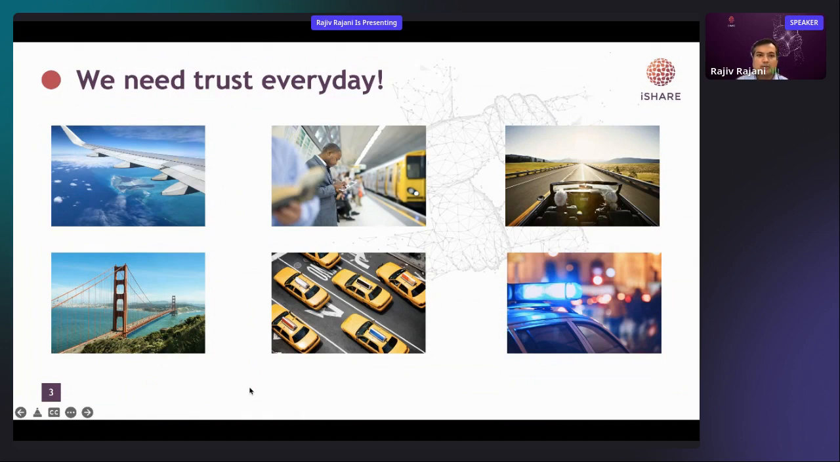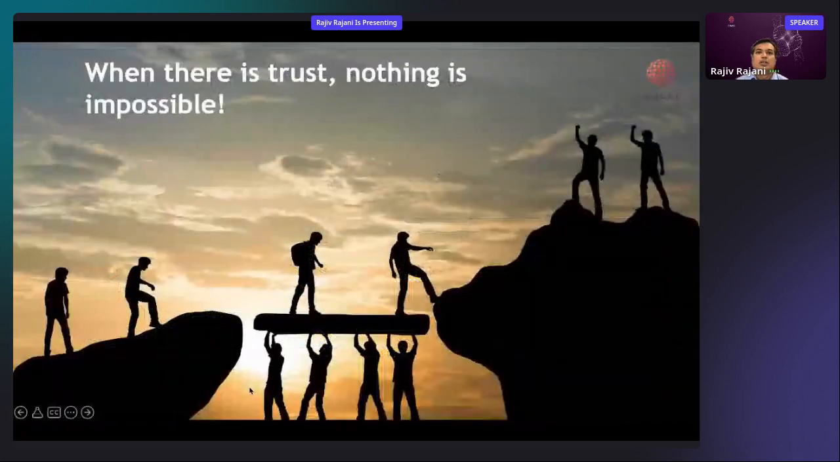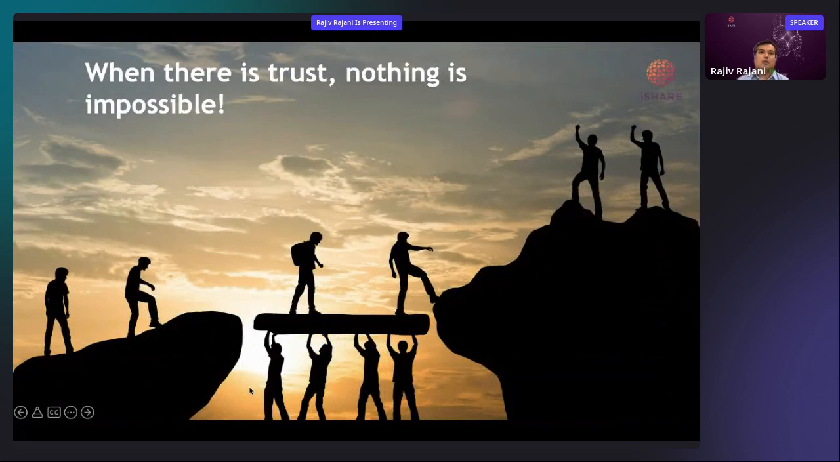It is enabled by implicitly having trust in them that they will do their job right, and that will make sure that we reach our destination, for example, or we get certain services and things like that. So trust is the underlying key element which enables shared services, basically building on other people. When there are more people working on something, you can make impossible things possible.